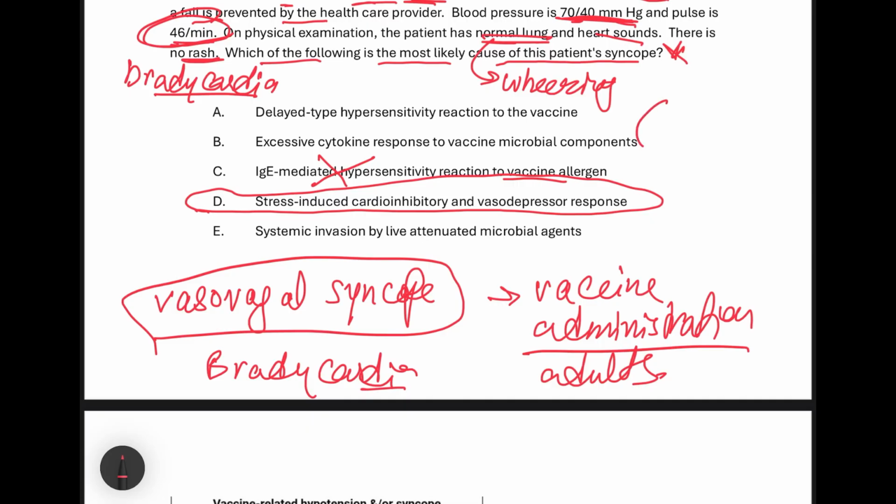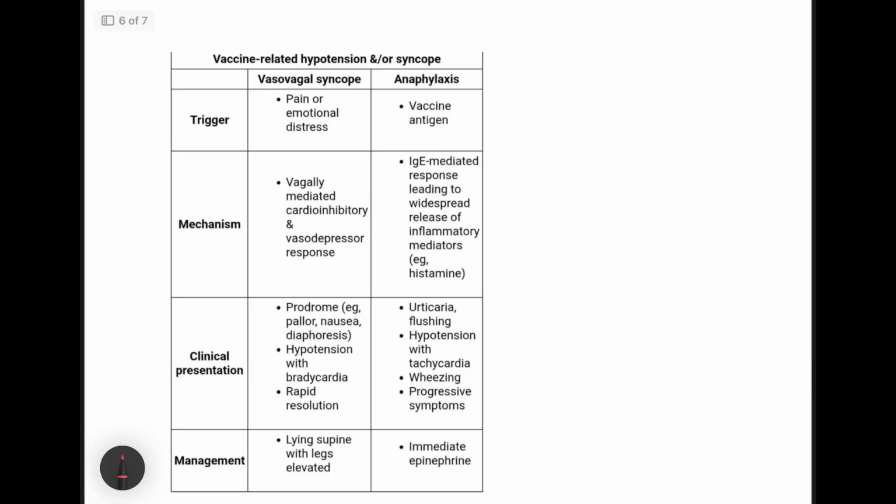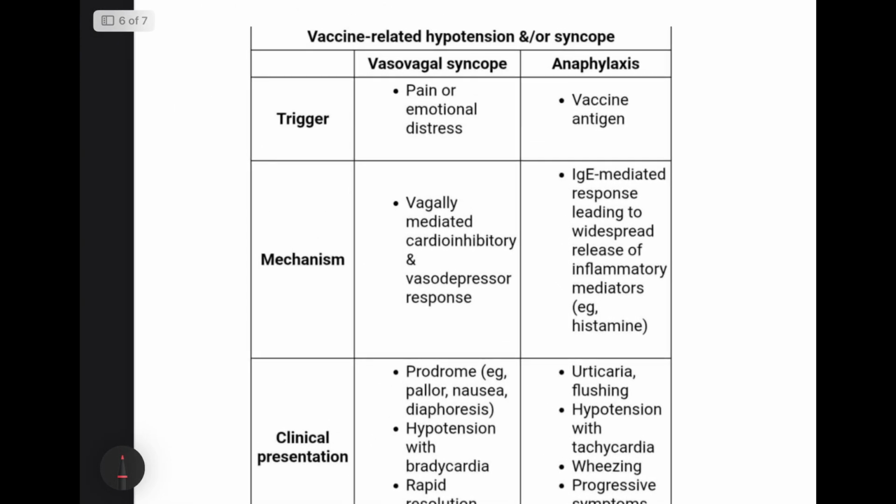It resolves spontaneously within 1 or 2 minutes. So it's a very confusing topic.